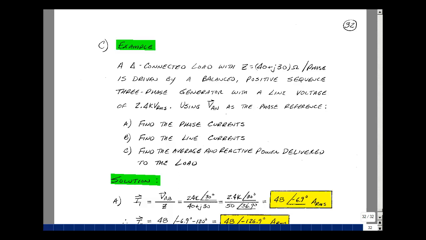This lesson deals with a three-phase AC power example. You can find these notes in the ECE202 ebook in Chapter 16 on page 32.